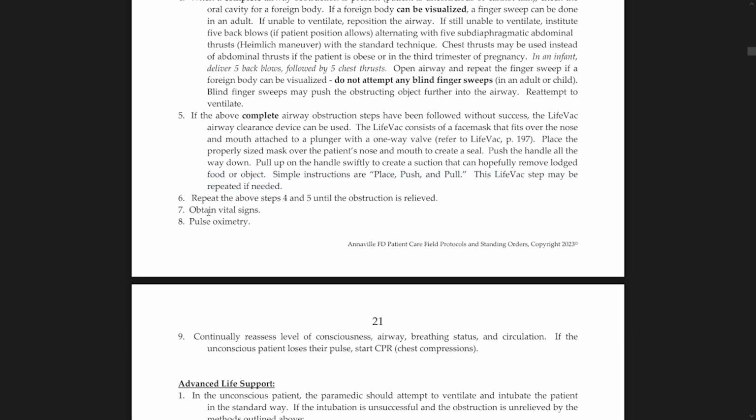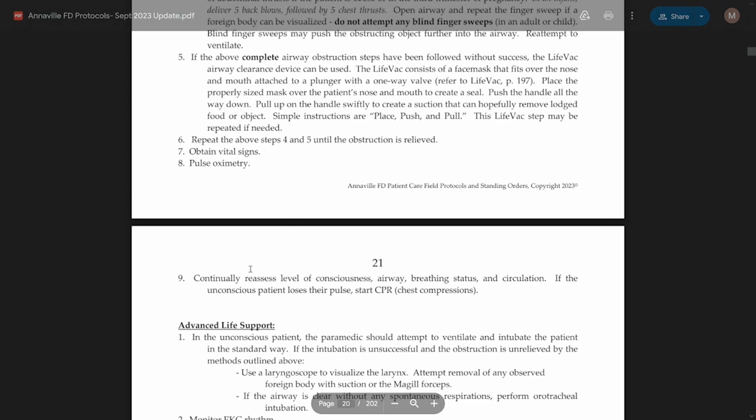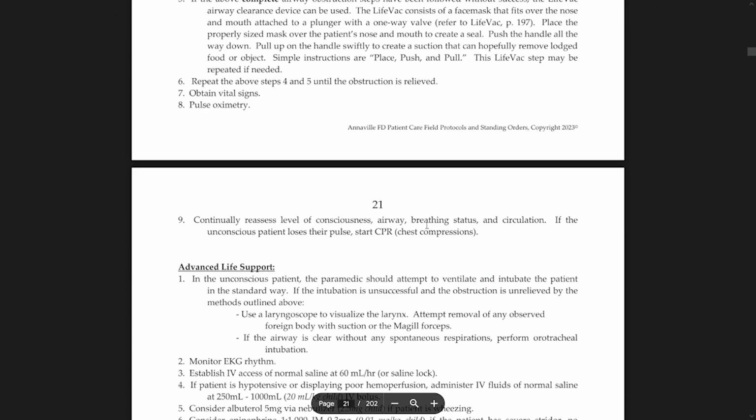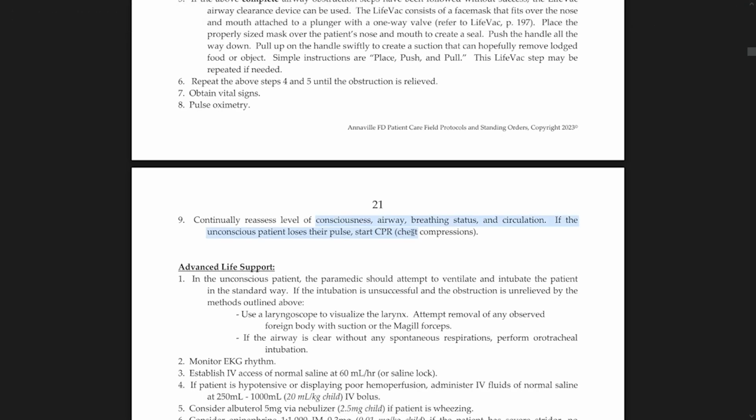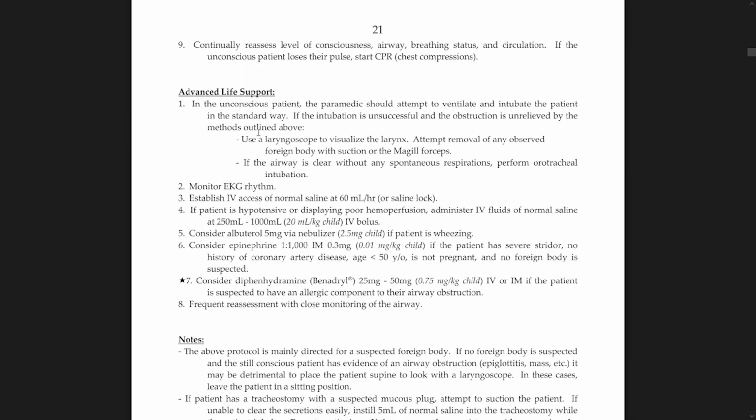Repeat the steps above if necessary, obtain vital signs, get pulse oximetry, and continually reassess the patient's level of consciousness and their ABCs. If the patient is unconscious and loses their pulse, start CPR. For ALS, in the unconscious patient, the paramedic should attempt to ventilate and intubate the patient in the standard way. If the intubation is unsuccessful and the obstruction is unrelieved by the outlined methods, use the laryngoscope to visualize the larynx. Attempt removal of an observed foreign body with suction or the Magill forceps. If the airway is clear without any spontaneous respirations, perform an oral tracheal intubation.